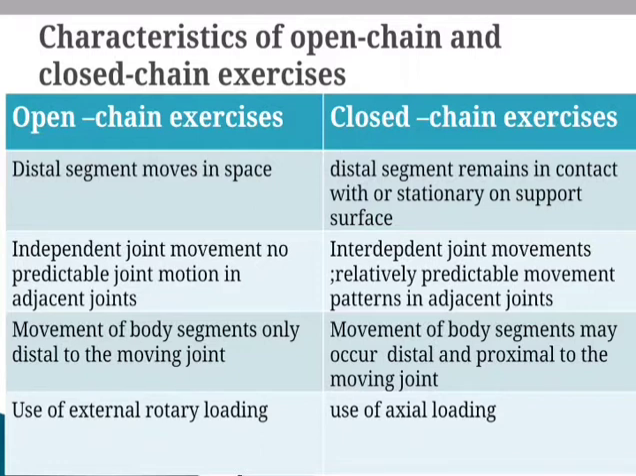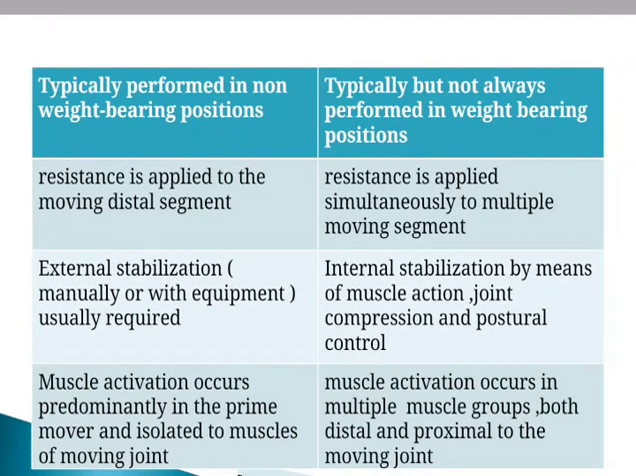Then you go for the open chain exercise. There is movement of the body segment only distal to the moving joint. But in closed chain, movement of the body segment may occur distal and proximal to the moving joint. In open chain exercise, there is use of only external rotatory loading, but in closed chain exercise, there is use of axial loading. Then our next point: open chain exercise is typically performed in a non-weight bearing position, but closed chain exercise is, though not always, performed in a weight bearing position.